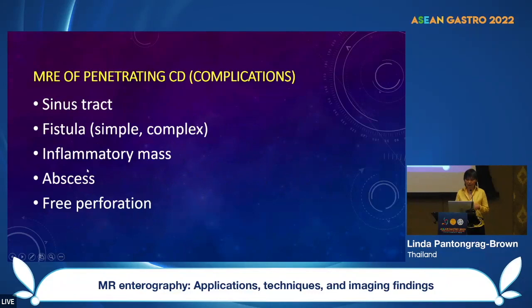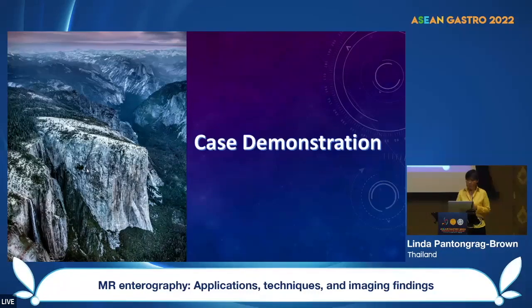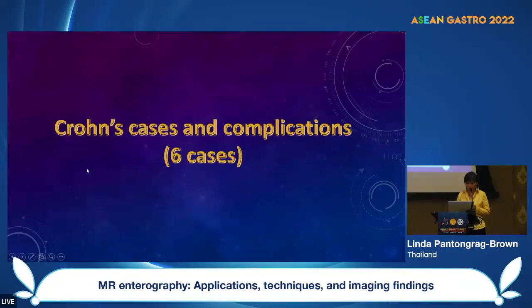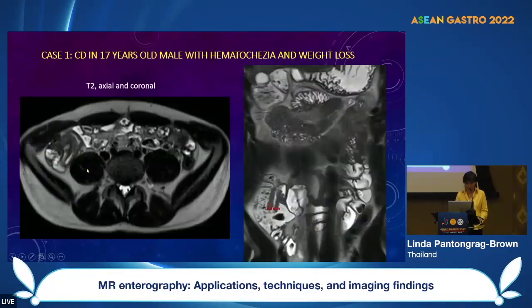When the disease develops into transmural penetrating disease, we will have complications of sinus tract, fistula, which could be simple or complex, inflammatory mass, abscess, or free perforation. So let's see it in real cases. That was a quick summary for you to know how we look at it. I will show you real cases of Crohn's disease. I will show you 6 cases of Crohn's and its complications, and I will show you some mimickers of Crohn's.